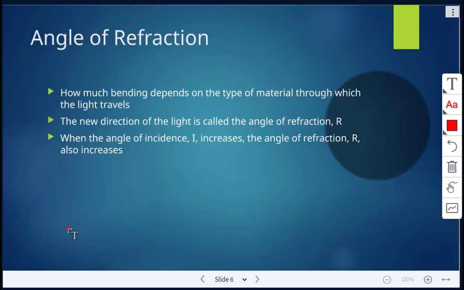The angle of refraction. How much bending occurs depends on the type of material through which the light travels. That new direction of the light is called the angle of refraction, which is shown by capital R. Basically, when the angle of incidence, capital I, increases, the angle of refraction also increases.